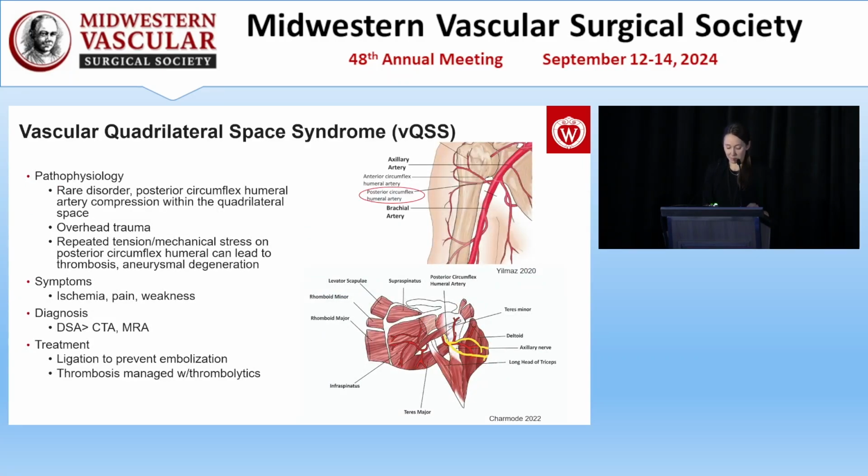Vascular quadrilateral space syndrome is a rare disorder involving compression of the posterior circumflex humeral artery within the quadrilateral space, which is bordered by the teres minor, teres major, long head of the triceps, and humerus. Repeat overhead trauma can cause thrombosis or aneurysmal degeneration of this branch. Symptoms include those of acute ischemia, muscle atrophy, weakness, and pain over the quadrilateral space. Rarely does thrombosis propagate to occlude the axillary artery. Diagnosis is confirmed by imaging, with DSA being preferred, specifically in external rotation and abduction to reveal compression within the quadrilateral space. Treatment is with ligation to prevent distal embolization, with acute thrombotic complications managed by thrombolytics.